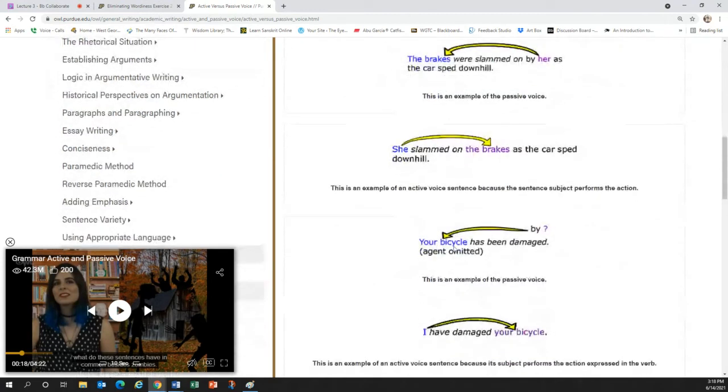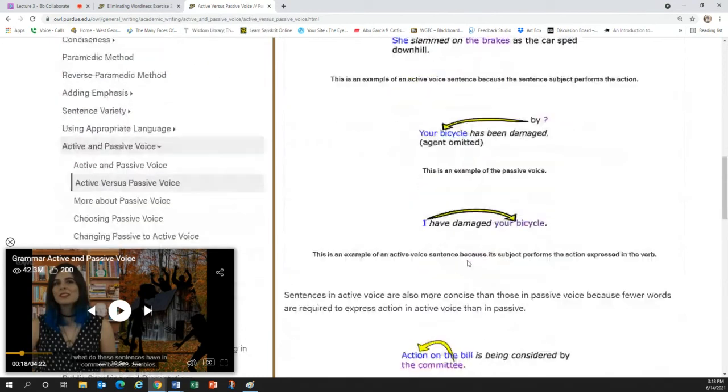Okay. Your bicycle has been damaged by agent omitted. He works for the CIA and he goes around bashing people's bicycles. That's a funny joke. I want you to take a second and consider how funny that is. Okay. I have damaged your bicycle. So I guess I was agent omitted. So big reveal, I'm the secret CIA agent that damages bicycles.